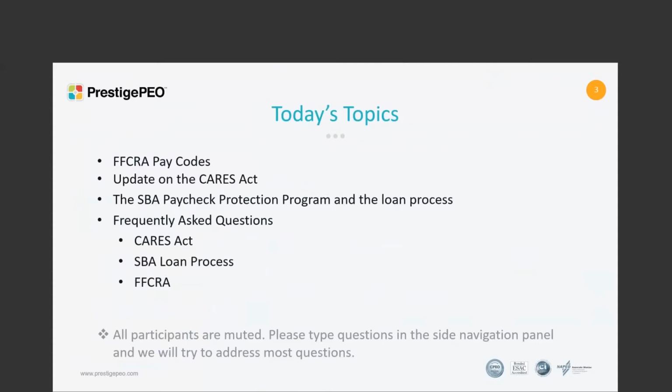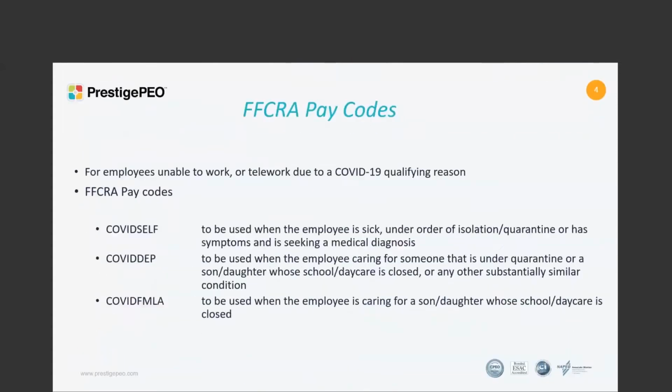So the first thing I want to talk about, you can go to the next slide. All right. There we go. My apologies. So this is information we didn't have for you last week, which are these specific pay codes that are in PRISM for the different types of emergency paid leave and emergency paid family leave set up by the FFCRA. We tried to name them to be fairly self-explanatory.